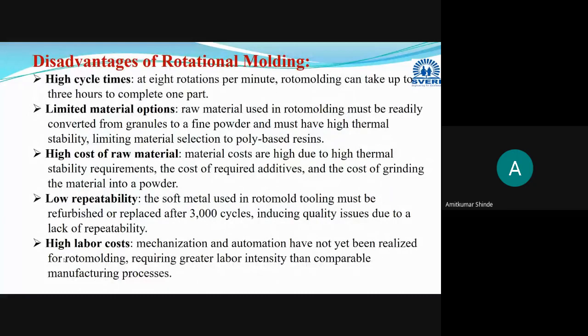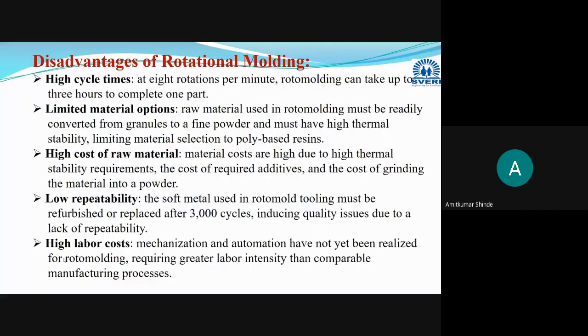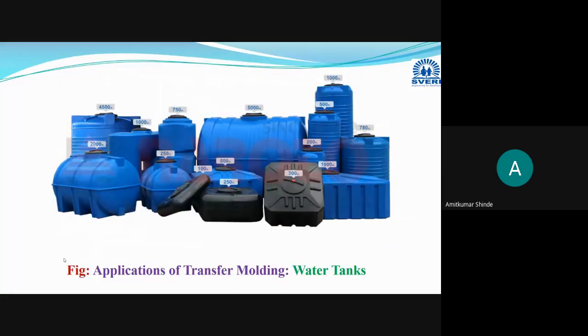Then we will move towards the last point, that is the applications. Now in the applications, water tanks. Different shaped and different size water tanks here. Rounded shape, cylindrical shape, rectangular shape, square shaped, different shapes and having different size, large sized, small sized, all types of the water tanks you can see here. This can be manufactured with the transfer molding process.